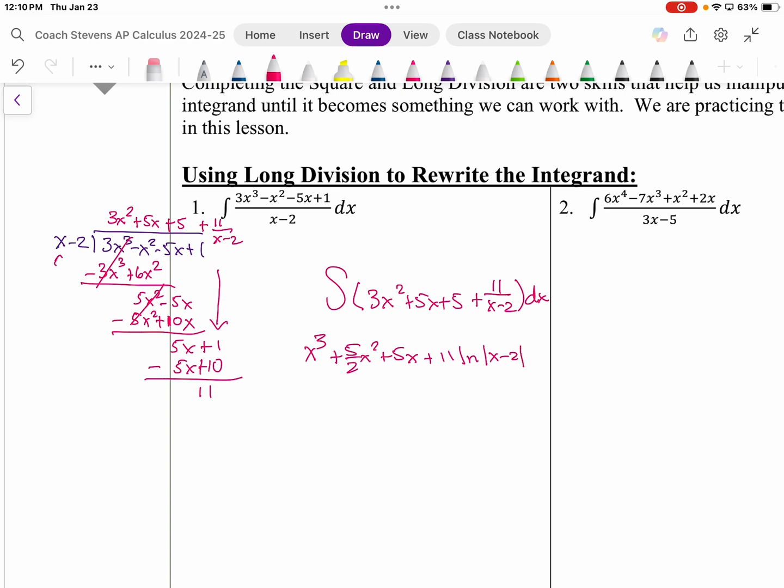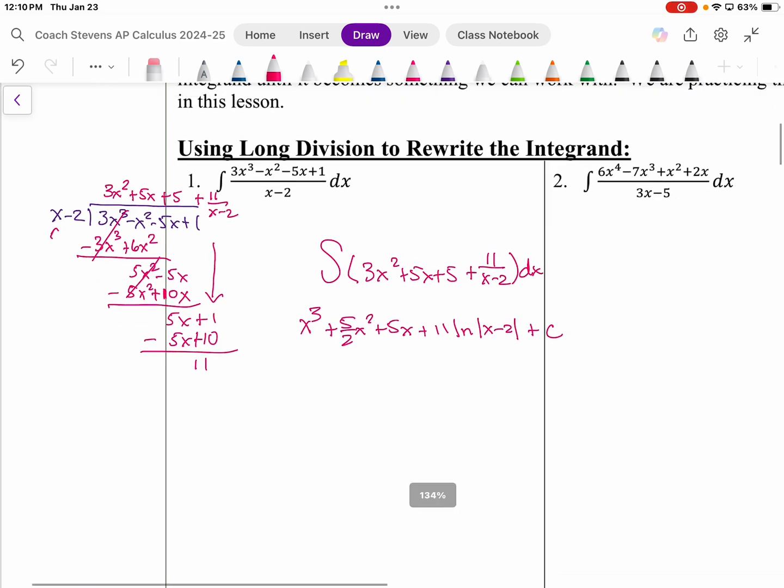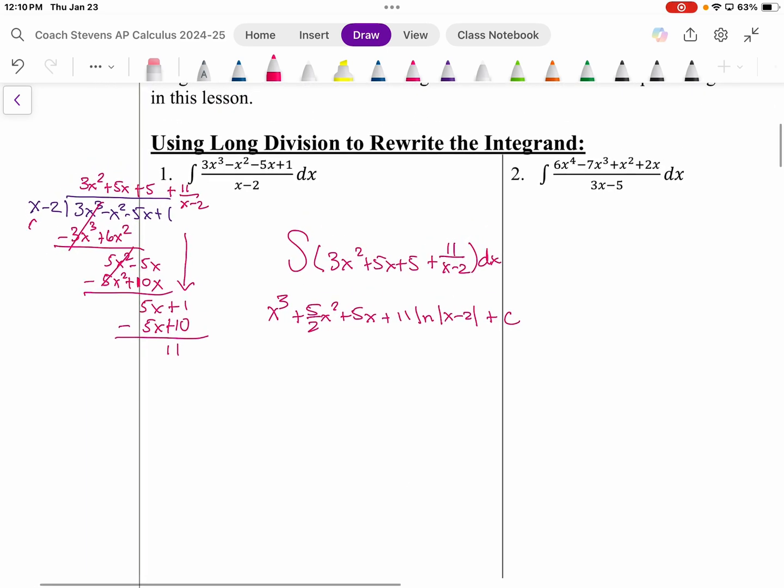Again, I don't have to worry about doing an extra piece on that part because there was an x in there. So the derivative of x minus 2 is just 1. And then plus C. So again, we are using the long division to help us manipulate the original problem mathematically, properly, to where I can get it to be a workable, easier antiderivative to take the antiderivative of.